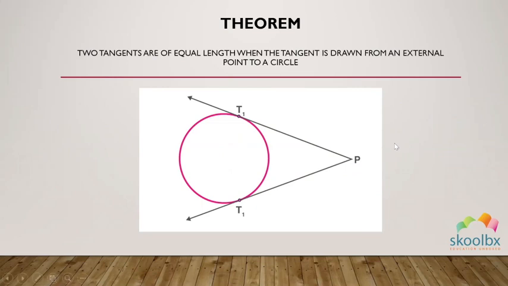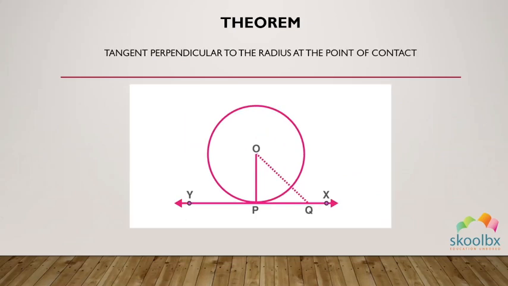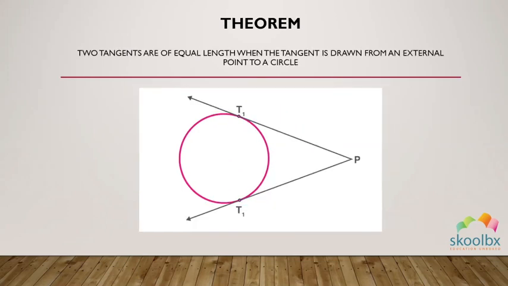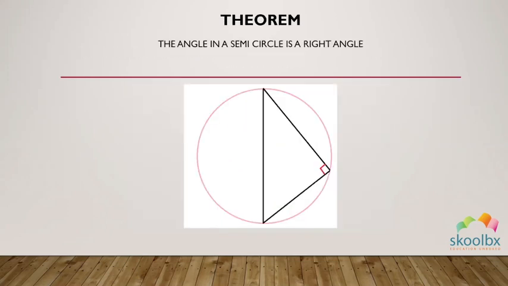Can we move forward? So just reiterating, the two tangents drawn from an external point are equal. And from the previous two theorems, we had that a tangent is perpendicular to the radius at the point of contact. So okay with both of those theorems so far? Yes, sir.